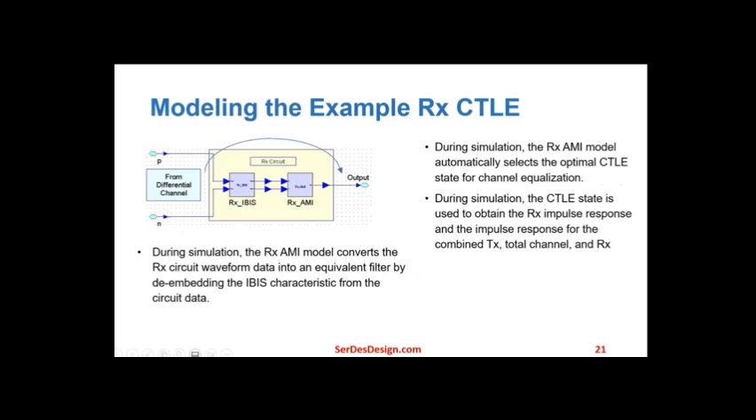Modeling the example Rx CTLE. During the simulation, the Rx AMI model converts the Rx circuit waveform data into an equivalent AMI portion by de-embedding the IBIS characteristics from the circuit data. The Rx AMI model automatically selects the CTLE state configuration for optimal channel equalization, and optional AGC is also available in the model. The CTLE configuration is used to obtain the Rx impulse response and the impulse response for the combined total transmit, channel, and Rx.